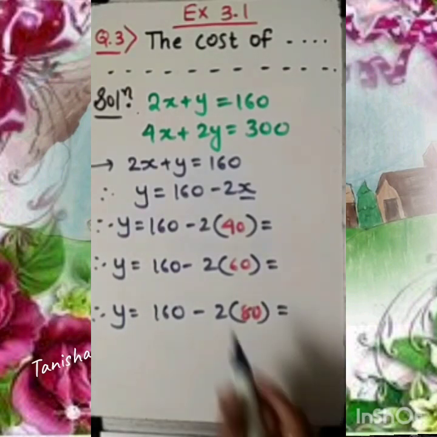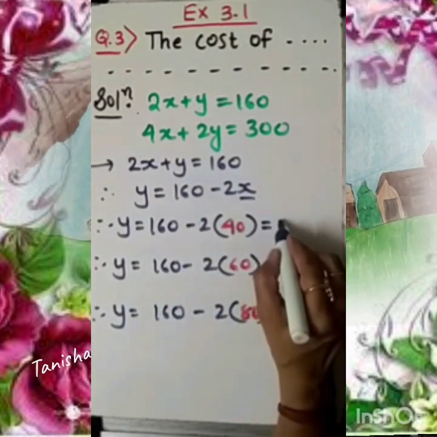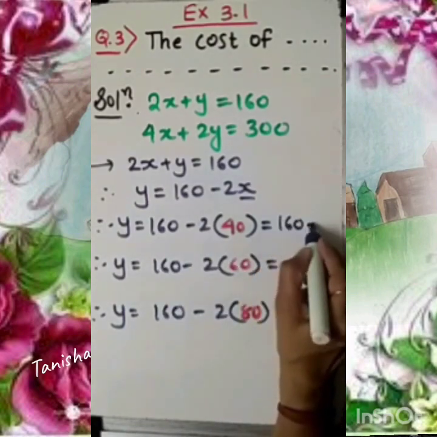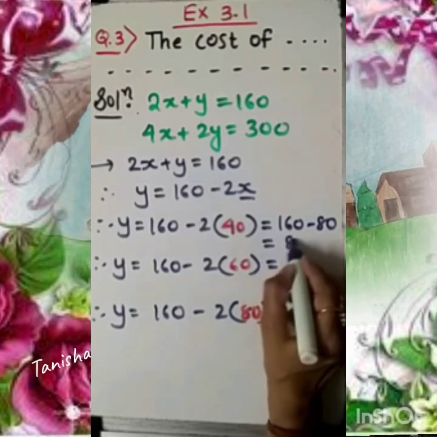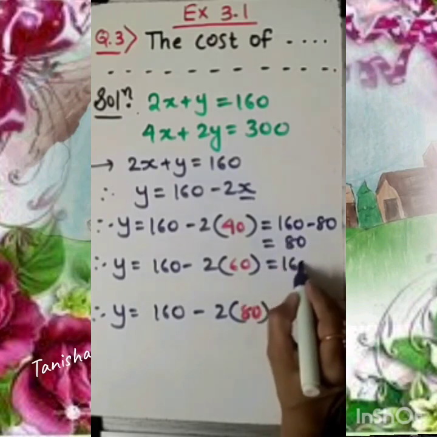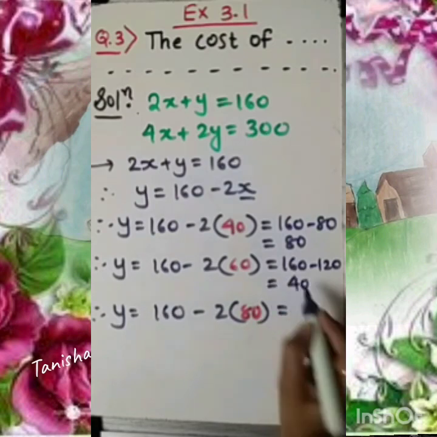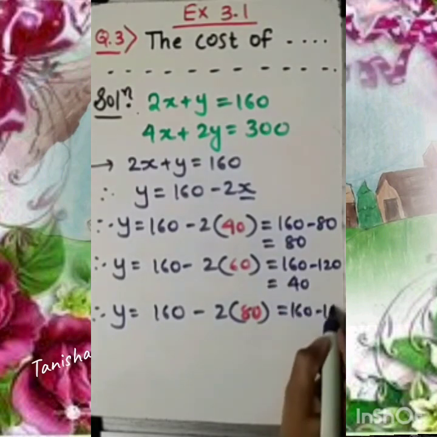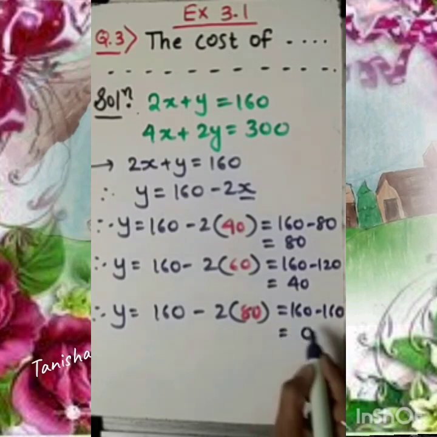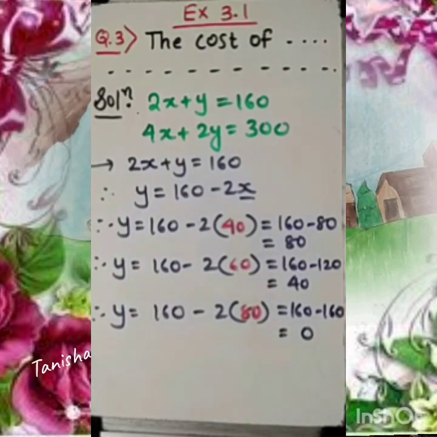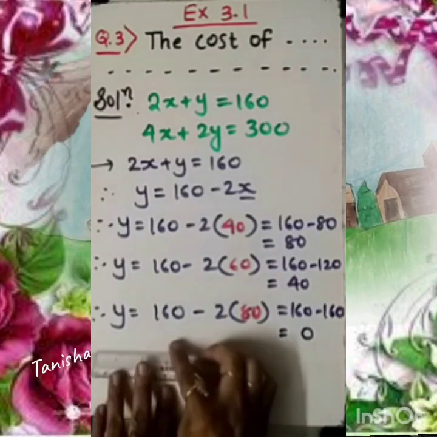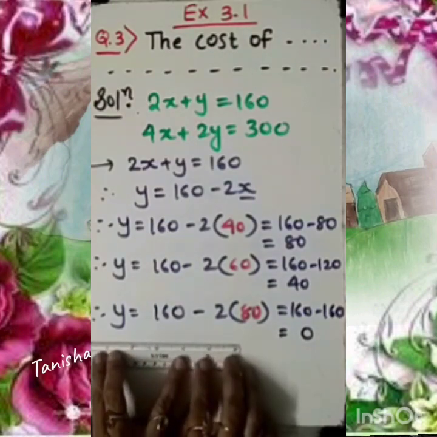Let's work out. 160 minus 80. So the result is 80. Fine. Here 160 minus 120. So the result will be 40. 160 minus 160. So the result will be 0. Fine. Now next step, what we have to do? You know very well. We have to draw a table. So be ready to draw the table, which will be quite important and useful further.